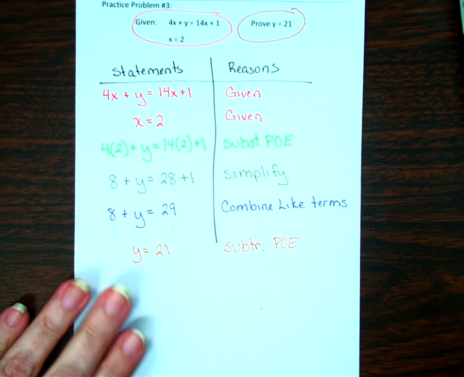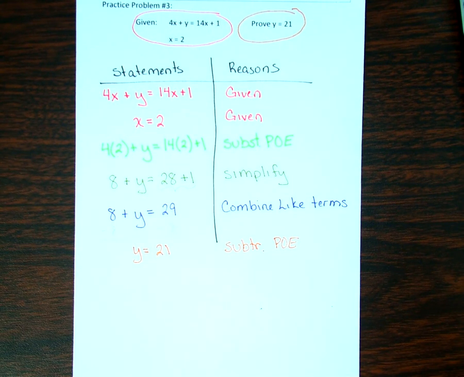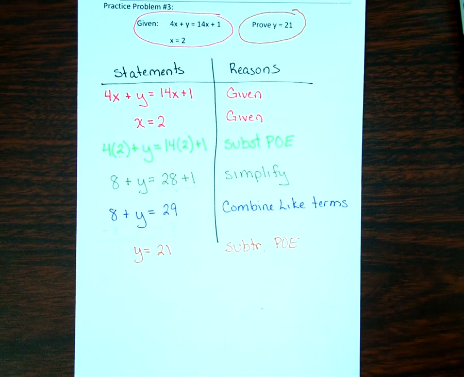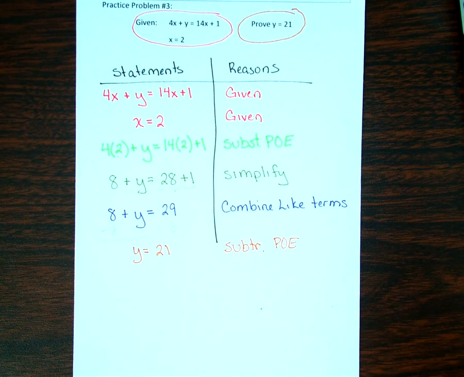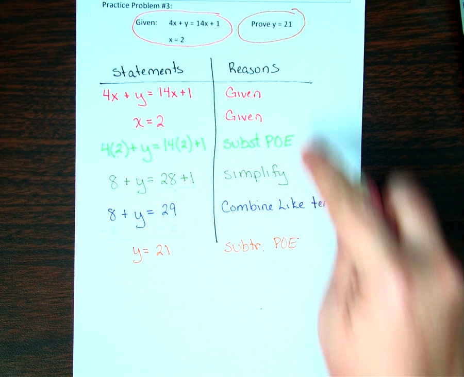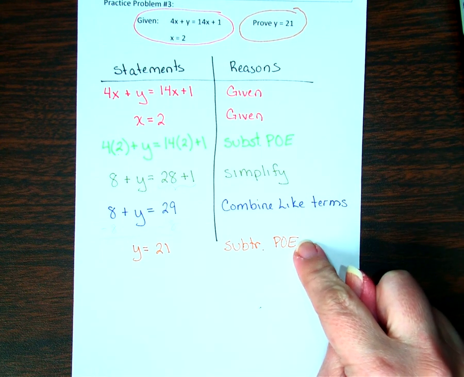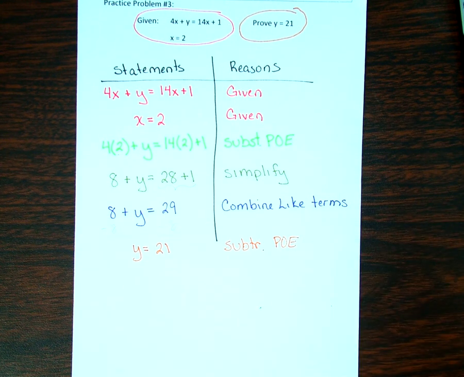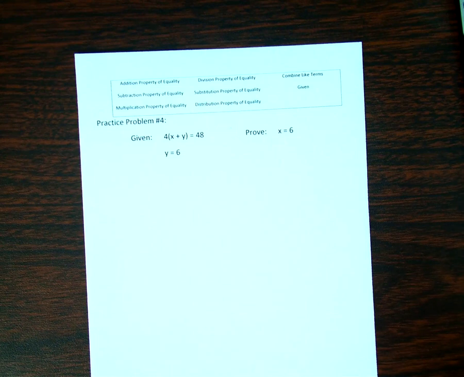All right, so there is that proof in total. I have two givens, a substitution, a simplify, a combine like terms, and a subtraction. Again, you can use something more than once. Sometimes you might have to subtract a couple times. Sometimes you might add a couple times. Okay, so you're allowed to repeat them. All right, let's do one more, and then you'll be ready for your assessment.